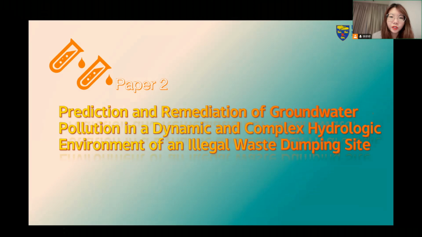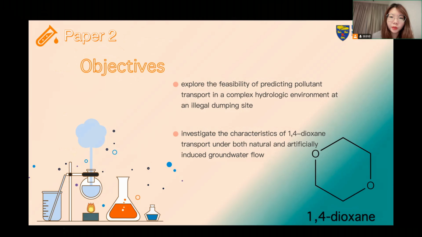The second study focused on an illegal landfill in Japan contaminated with 1,4-dioxane. This chemical is highly water soluble and very difficult to remove. This paper's objective is to improve the feasibility of predicting pollutant transport in a complicated hydrologic environment at an illegal dumping site. And second, to investigate the characteristics of 1,4-dioxane transport under both natural and artificially induced groundwater flow.